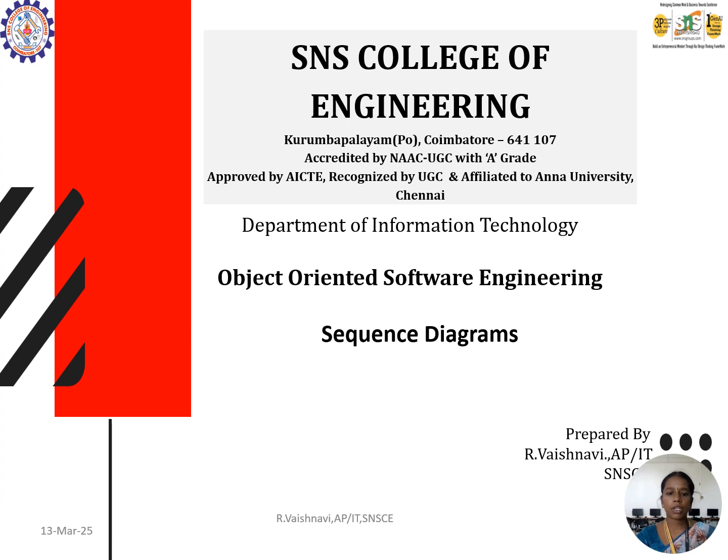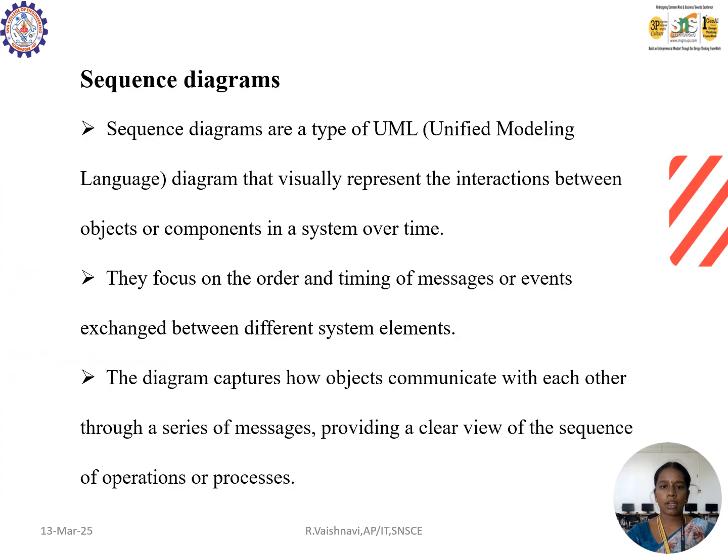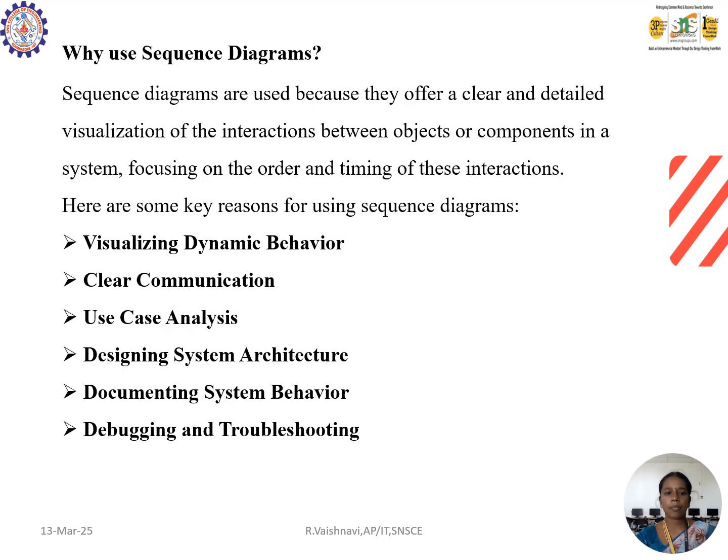Now we are going to see about the sequence diagrams in object-oriented software engineering. First one, sequence diagram. The sequence diagram is a type of UML, that is Unified Modeling Language diagram, that visually represents the interaction between the objects or the components in the system over time. They focus on the order and timing of the messages or the events exchanged between the different system elements.